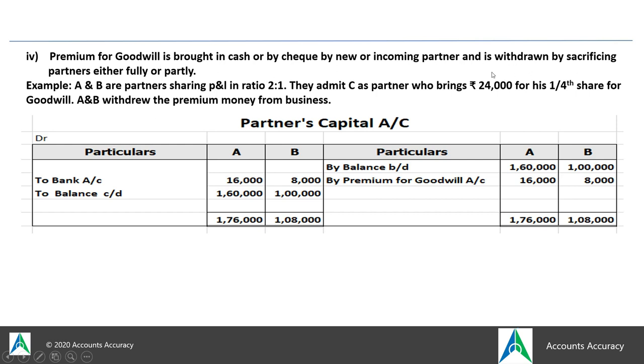Now the next one is when premium for goodwill is brought in cash or cheque by the new partner and is withdrawn by the sacrificing partners either fully or partly. So let's understand it with an example.